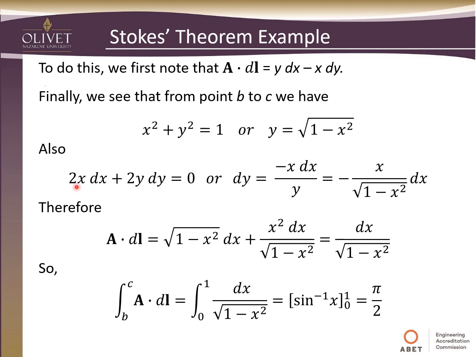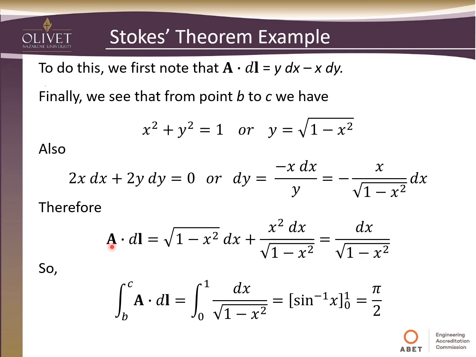Also, we note that 2x dx plus 2y dy is equal to 0, doing the limits of integration. And so solving for dy, we simply get negative x dx over y. Well, we have an expression for y in terms of x, so we substitute that in, and we get negative x over the square root of 1 minus x squared dx. So again, remember, this is the derivative of this guy: 2x dx plus 2y dy equals the derivative of 1, which is 0. And so these should be all we need to evaluate this.